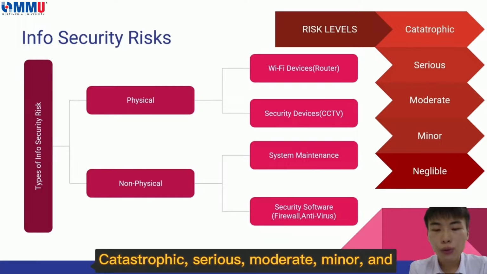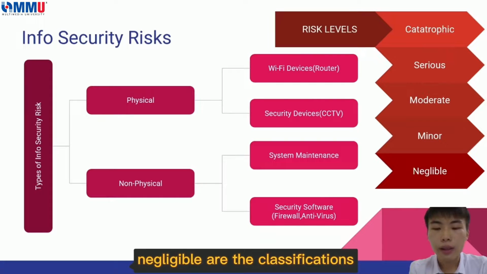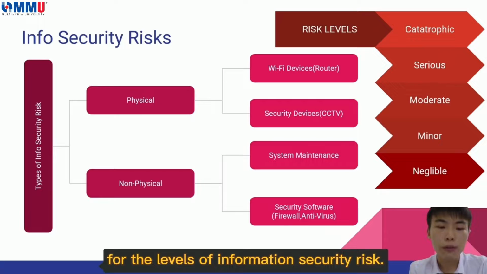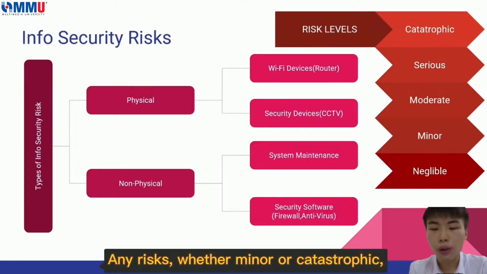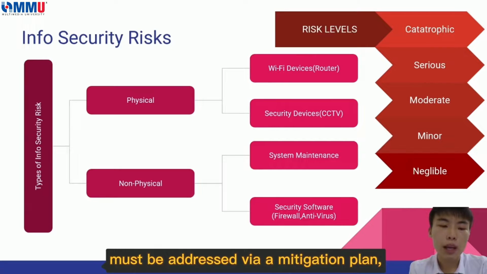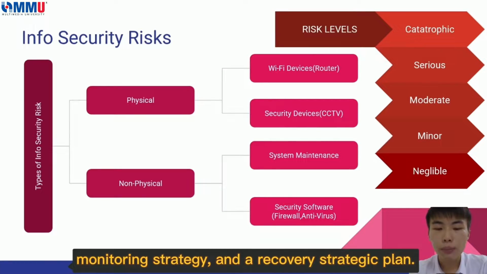Catastrophic, serious, moderate, minor, and negligible are the classifications for the level of information security risk. Any risk, whether minor or catastrophic, must be addressed via a mitigation plan, monitoring plan, and recovery plan.